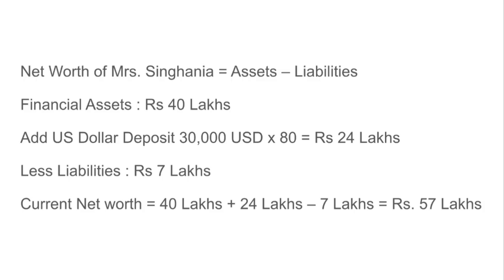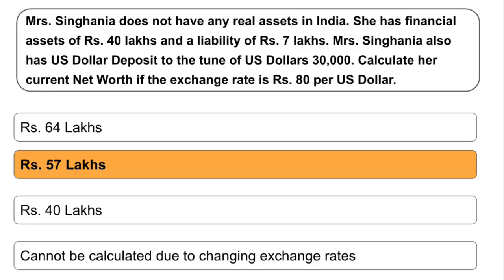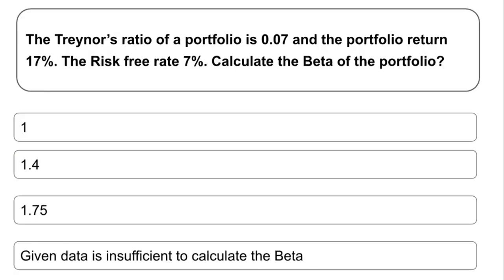Current net worth of any person would be the total assets held minus the liabilities. We have been given the financial assets this person holds: 40 lakh rupees. Other than that, she also holds 30,000 US dollars. Each US dollar costs 80 rupees, so it is multiplied by 80 and we get 24 lakhs. And the liability this person has is 7 lakhs. So we have added the assets, that is 40 lakhs and 24 lakhs, and subtracted 7 lakhs, and we come to a figure of 57 lakhs. So the correct answer for the person's net worth would be 57 lakhs. Now let's go to the next question.